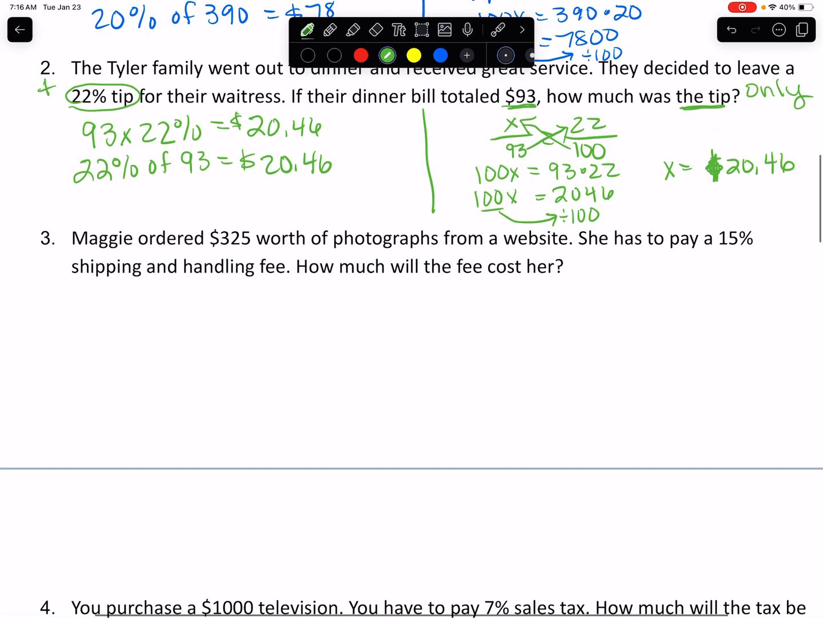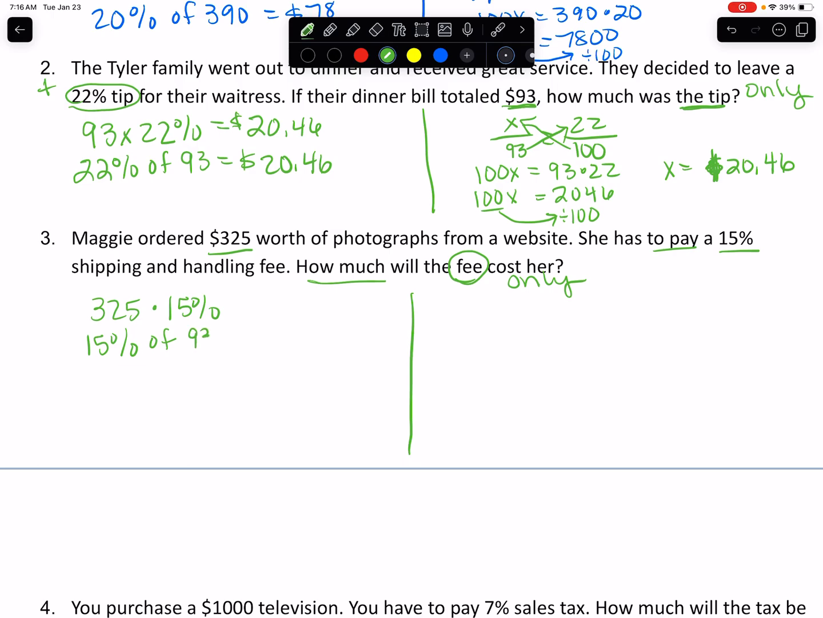Okay, we're going to go ahead and go to number 3. It says Maggie ordered $325 worth of photographs. She has to pay a 15% shipping and handling fee. How much is the fee only? So that means I don't have to do anything extra with this one either, except 325 times the 15%.